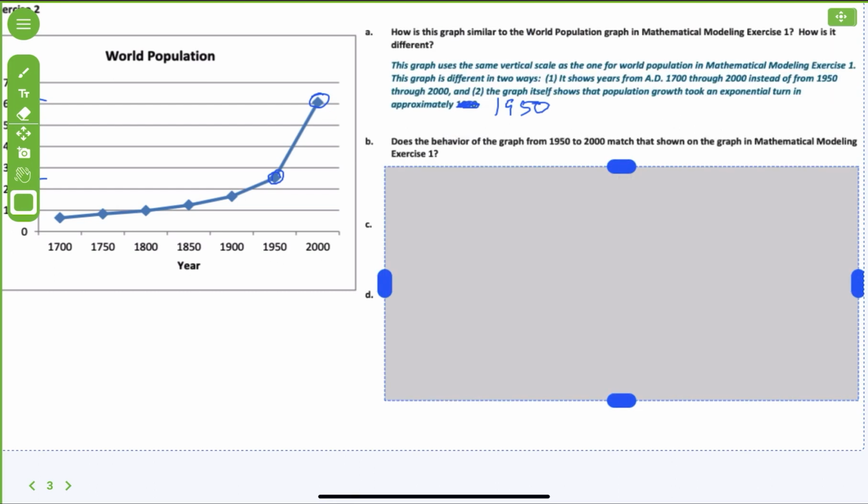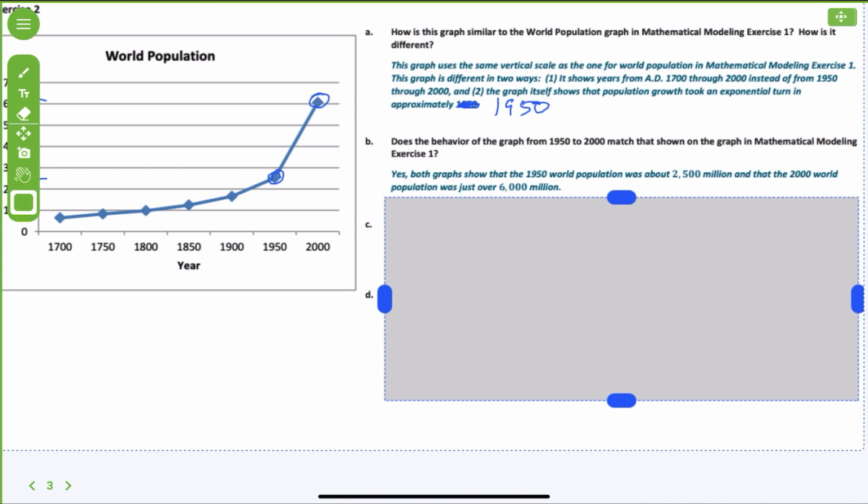So yes, both graphs show that the 1950s world population was about 2,500 million. So it's exactly what we said, about 6,000 million in 2000.